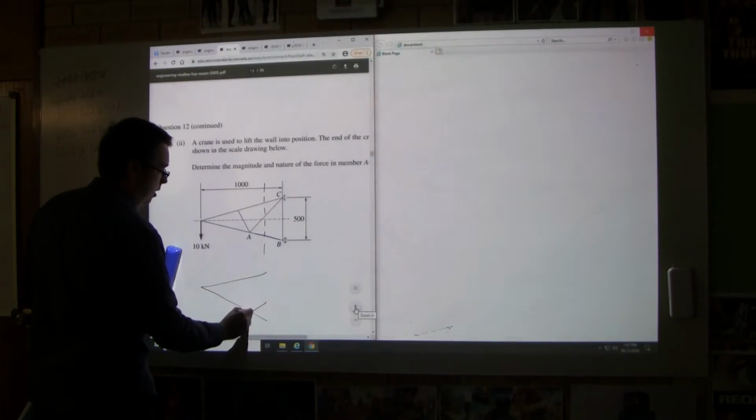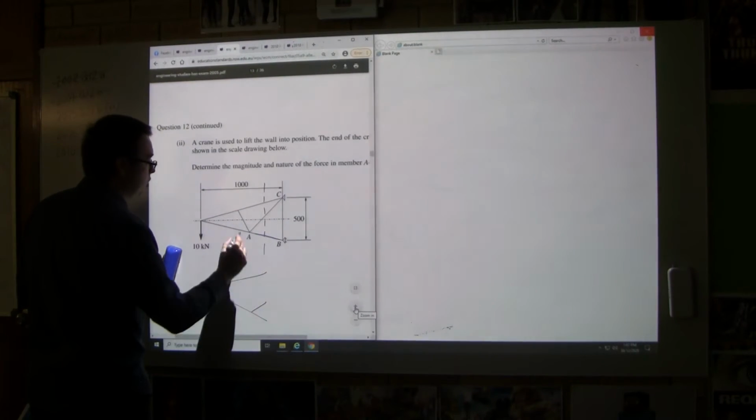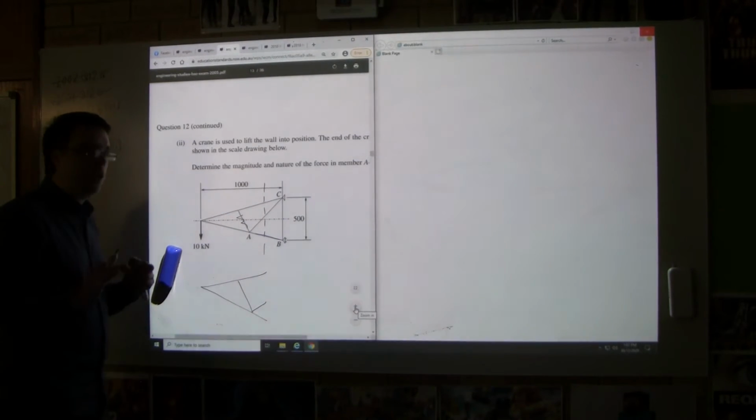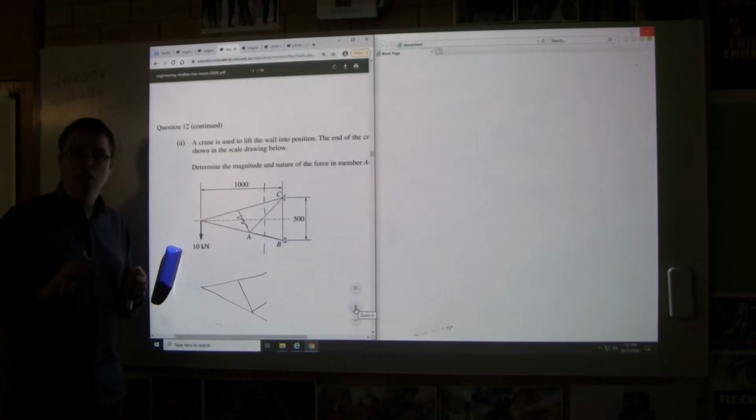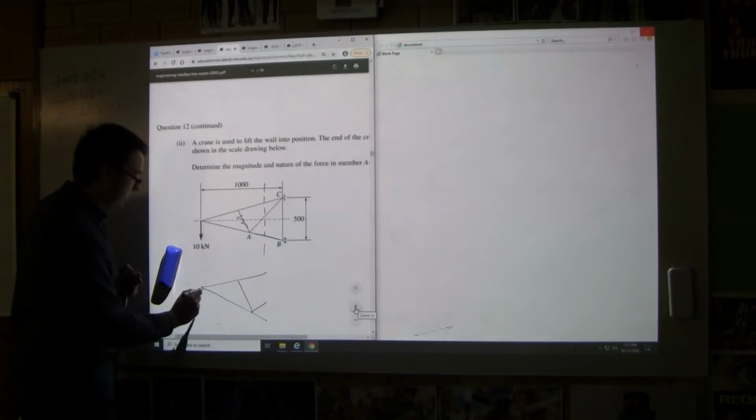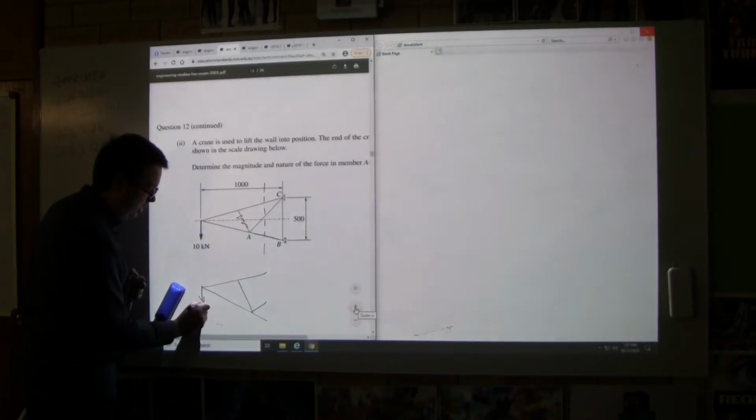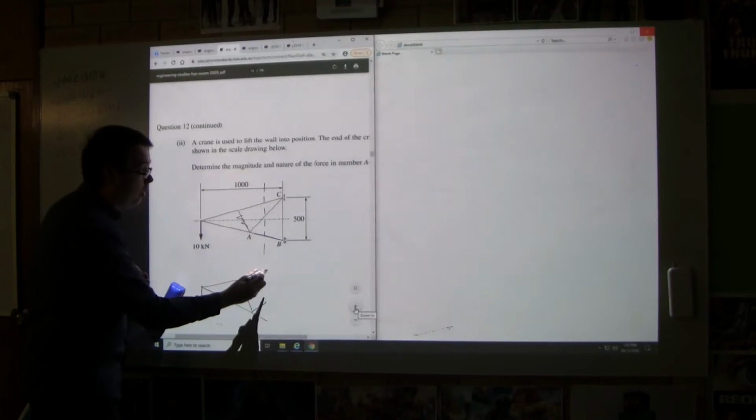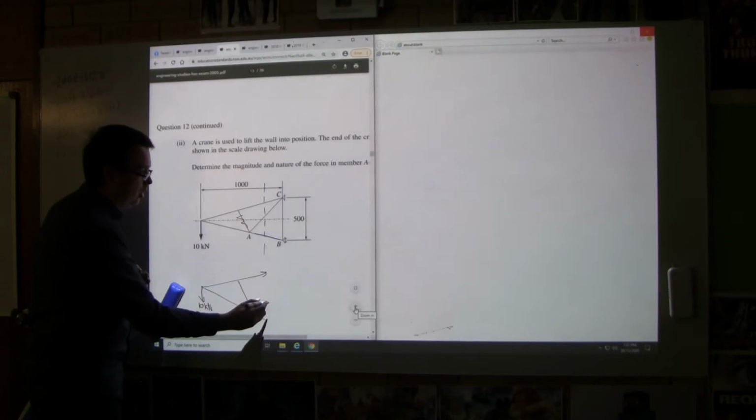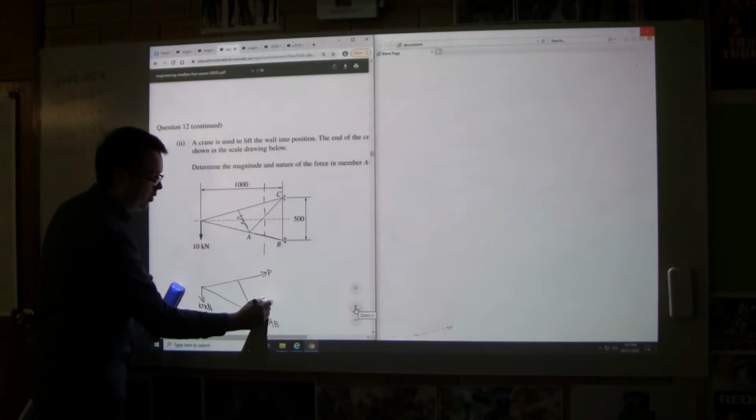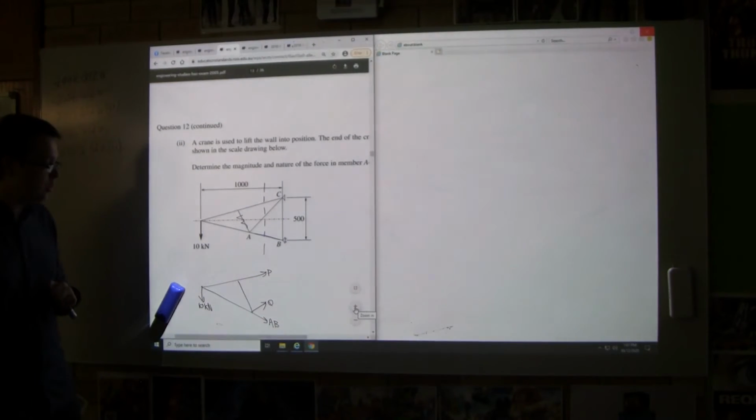So what I'm going to do is I'm just going to draw that diagram again. Now, the thing is, you might ask, what about this one? Why do I ignore this one? I don't care about anything that doesn't get cut. I only care about external forces, like this 10 kilonewtons, or members that have been cut. So I'm going to call these here AB, this one here P, and this one Q. That's it, that's all I'm going to find.